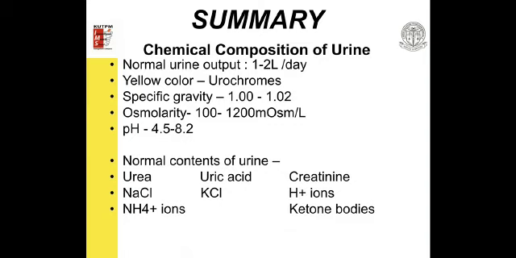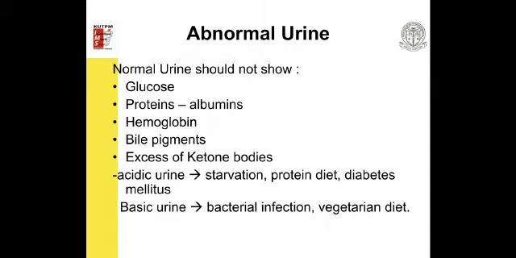In summary, the chemical composition of urine: the normal output is around 1 to 2 liters per day. It is yellowish in color due to the presence of urochrome, with a specific gravity of 1001 to 1002, with osmolarity of 100 to 1200 milliosmoles, which assesses the concentrating ability of the kidney. The pH is 4.5 to 8.2. The normal constituents are urea, sodium chloride, ammonia, uric acid, potassium, creatinine, hydrogen ions, and ketone bodies.